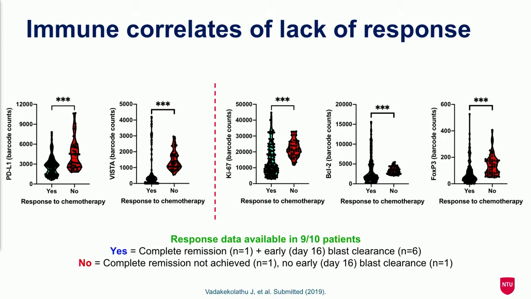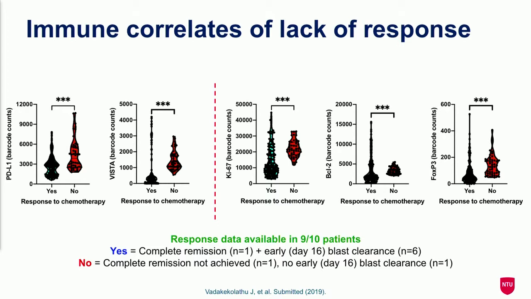This slide shows you that you have higher PD-L1 barcodes and higher expression of VISTA, which is, again, a very novel negative checkpoint, in patients who failed to respond to chemotherapy. Also, higher levels of proliferation within the bone marrow, Ki67, and higher levels of BCL2 and FOXP3, a marker for Treg cells, in patients who failed to respond to chemotherapy.